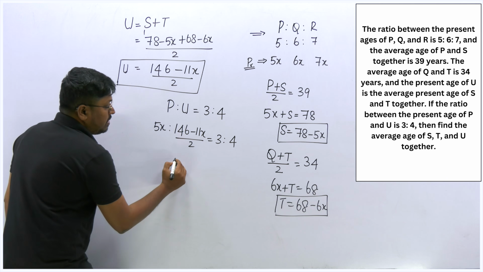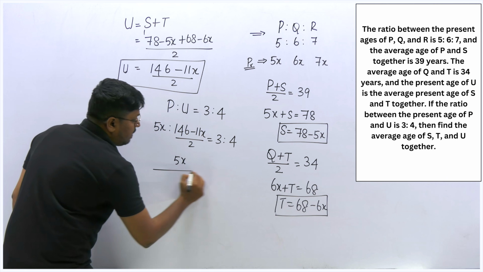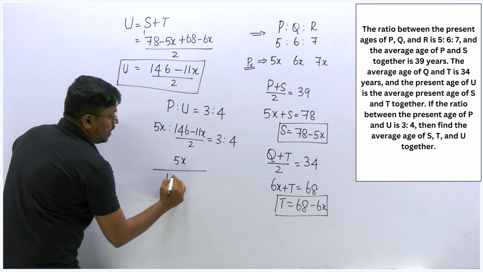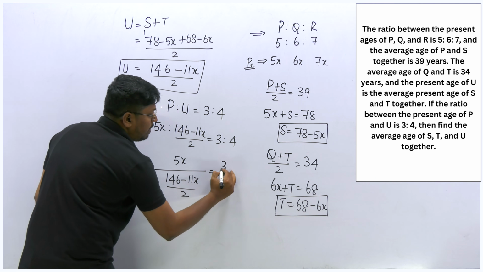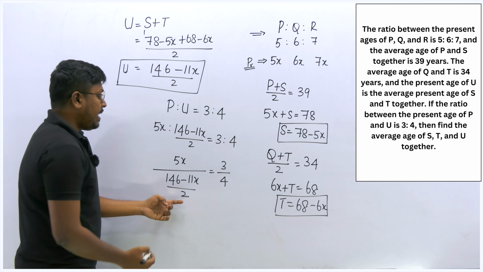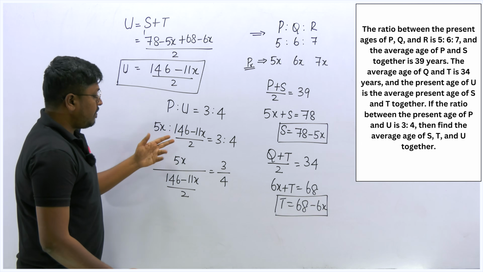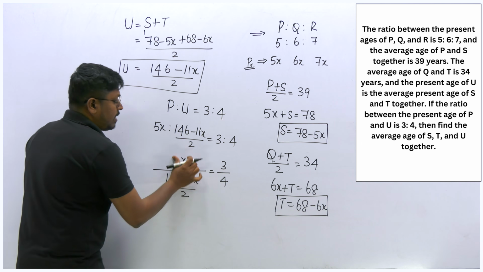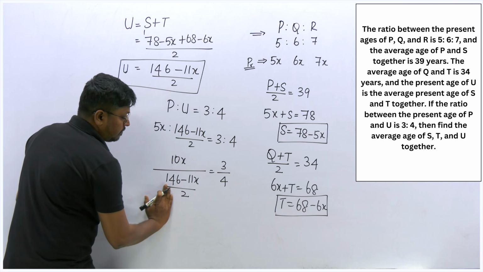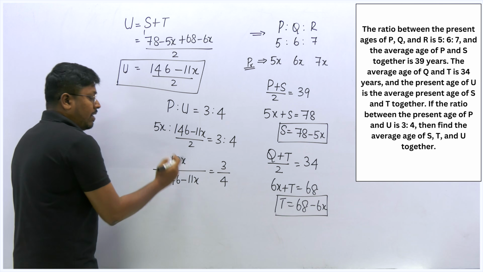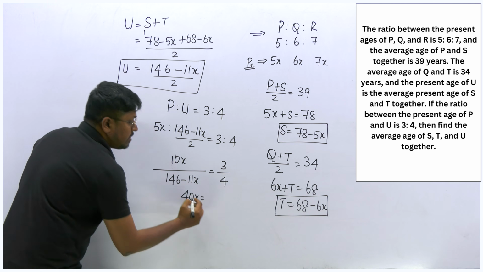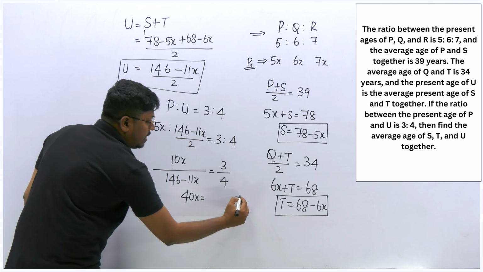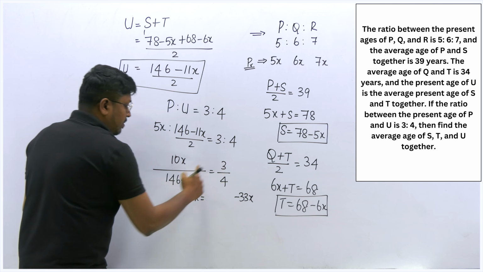So 5x divided by (146 minus 11x) by 2 equals 3/4. Friends, understood or not? We can bring the 2 to the numerator, which becomes 10x. So the numerator will be 10x here. Now cross multiply it. So this becomes 40x equals, multiplying by 3, 146 minus 11x, so minus 33x.